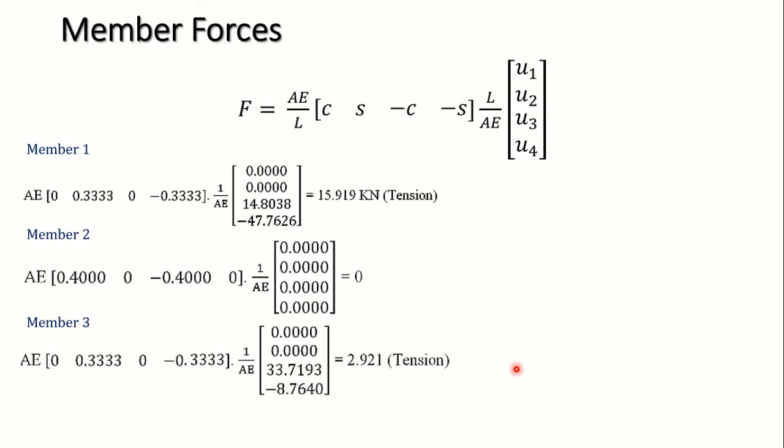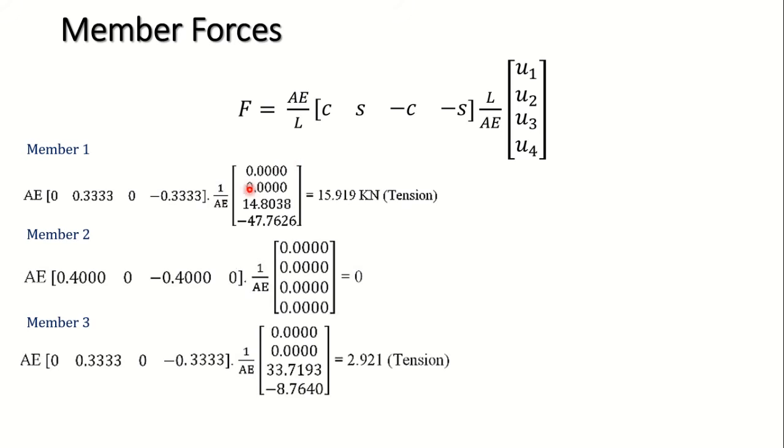Now for calculating member forces, the relation we will use is A E by L into the matrix of cos theta, sin theta, minus cos theta, minus sin theta, into the displacements we have obtained. This will give you the force in each of the members. If I take the first member, we have already calculated the trigonometric values, cos theta and sin theta, so that will be A by L, into cos theta by L, sin theta by L, minus cos theta by L, minus sin theta by L, into the displacement matrix.